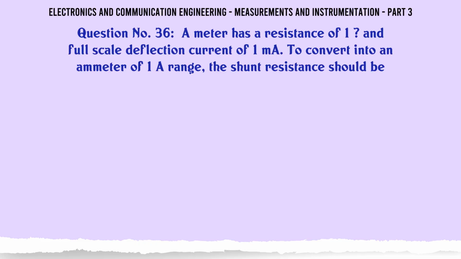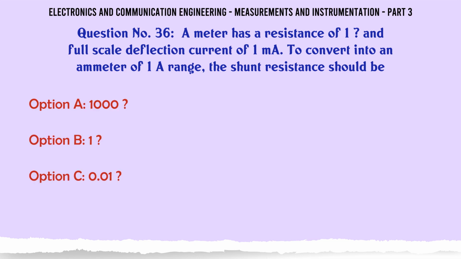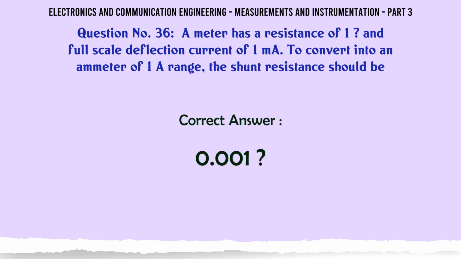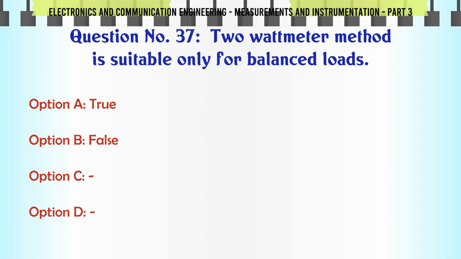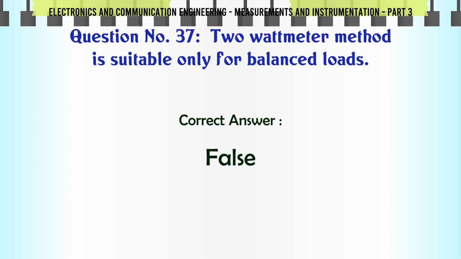A meter has a resistance of 1 ohm and full-scale deflection current of 1 mA. To convert into an ammeter of 1 A range, the shunt resistance should be: A, 1000; B, 1; C, 0.01; D, 0.001. The correct answer is 0.001. Two wattmeter method is suitable only for balanced loads: A, True; B, False. The correct answer is false.